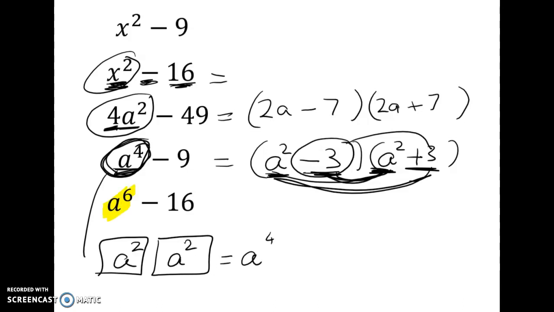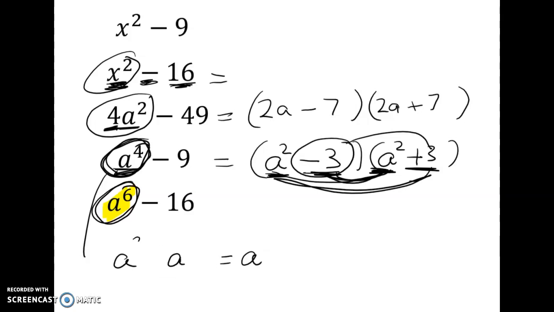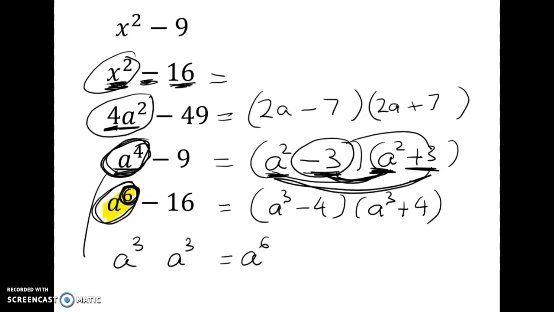Now let's look at the next one. This is a to the power of 6. So when I've got an even numbered power, I can easily do a square root on this. This is going to be a cubed times a cubed is equal to a to the power of 6. So you're quickly going to get into a pattern. Right, so it's going to be a cubed minus 4 times a cubed plus 4. Right, just expanding that out, look at that. The a cubed times the a cubed gives me the a to the power of 6, and so on.